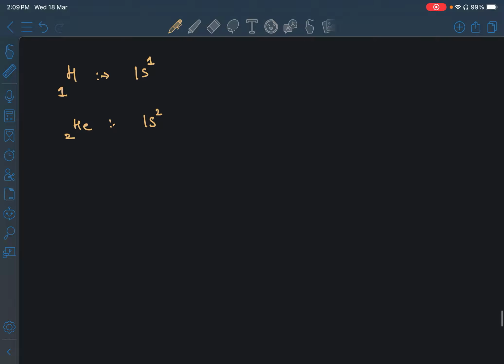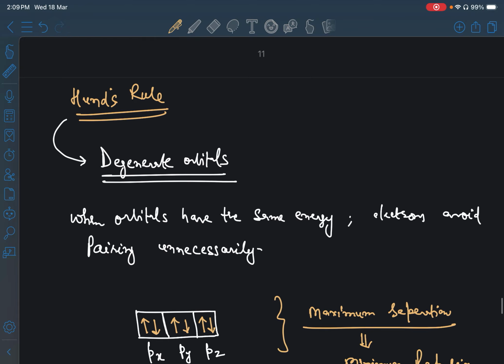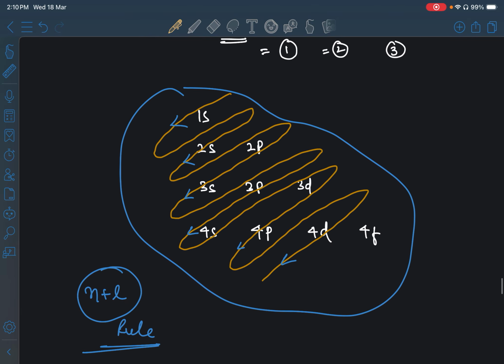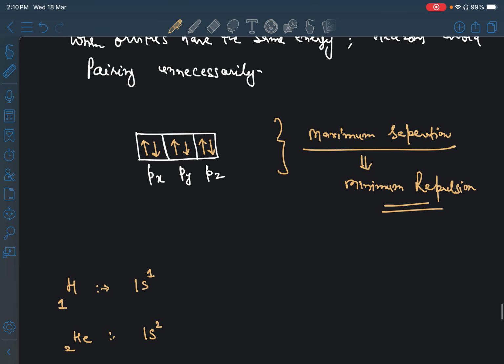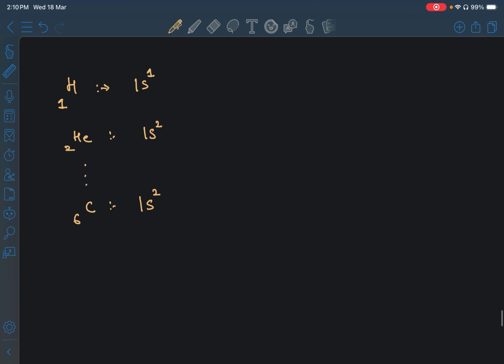Now let's directly jump to carbon. Carbon's atomic number is 6. Now we have 6 electrons. Go one by one. Lowest energy level is 1s, 1s2. Now it is filled. Let's go to another energy level, guys. After 1s, what comes? Let's go to the Aufbau rule. After 1s, it is the turn of 2s. So 1s2, now we have 2s2.